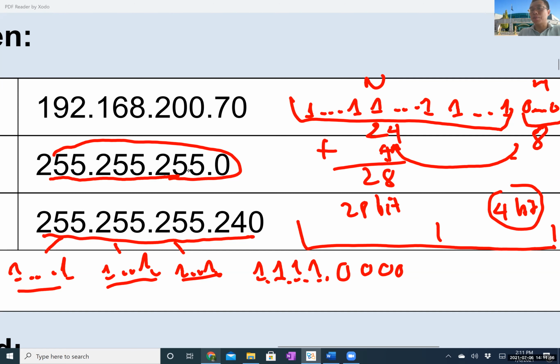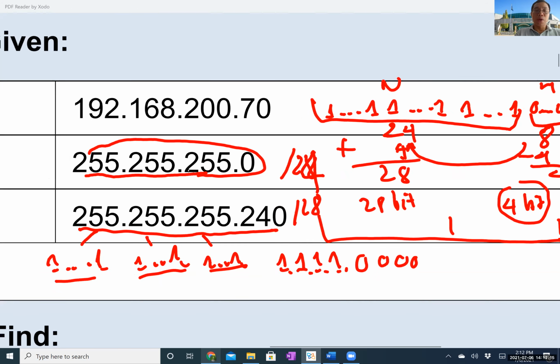You borrow 4. You minus 4 for this one. You only have 4 bits here. All right, so if you look at this one, at the beginning you have slot 24. Now you have slot 28. That means you borrow 4 bits.